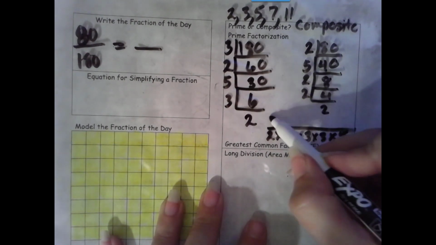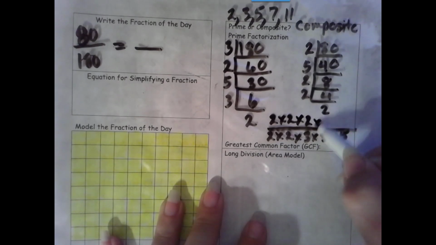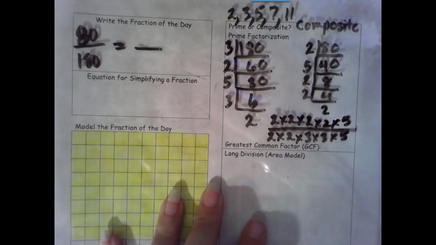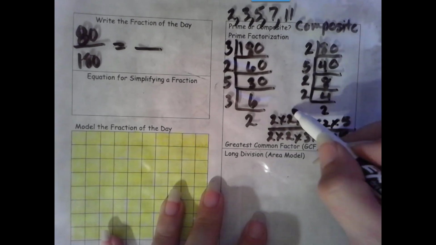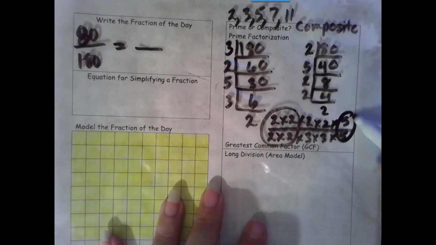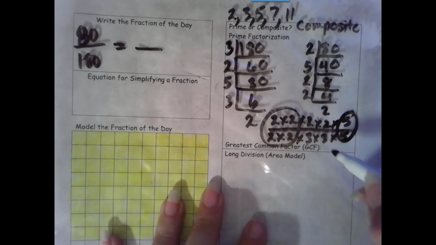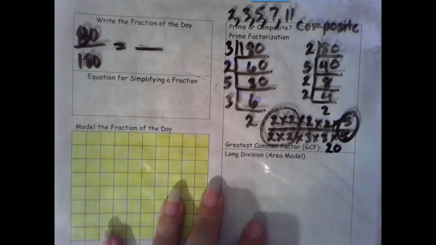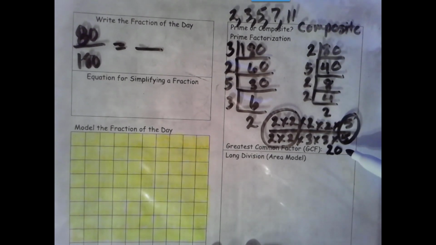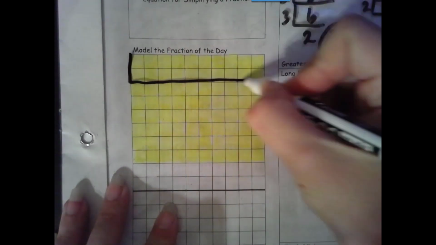And then my numerator is 2 times 2 times 2 times 2 times 5. So it looks like I have 2 times 2 here and 5 here. 2 times 2 is 4. 4 times 5 is 20. So that leaves a 4 in the numerator and a 9 in the denominator. So let's go ahead and make our groups of 20, since that's our greatest common factor.